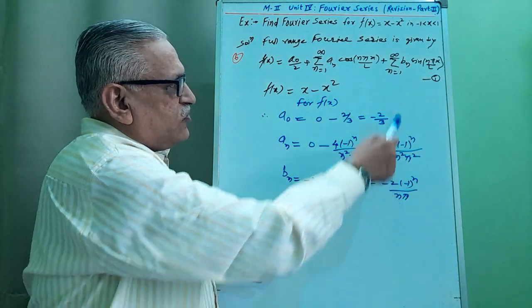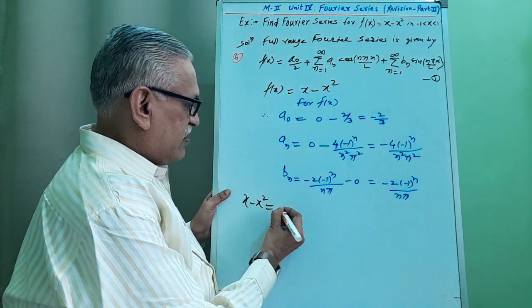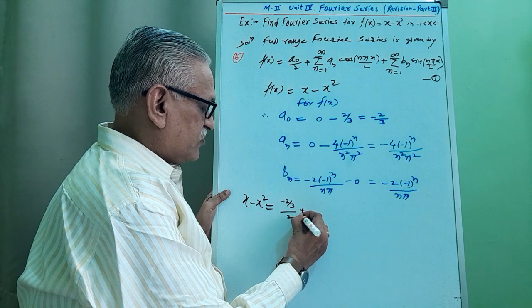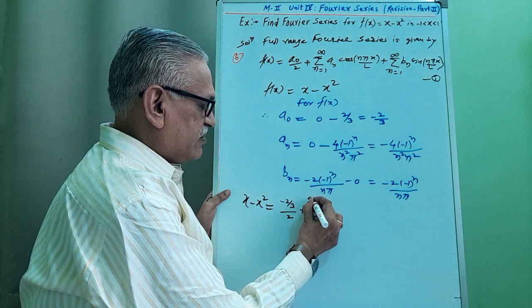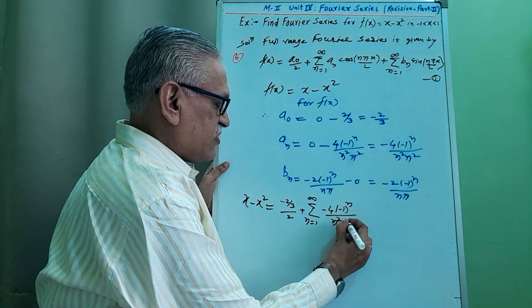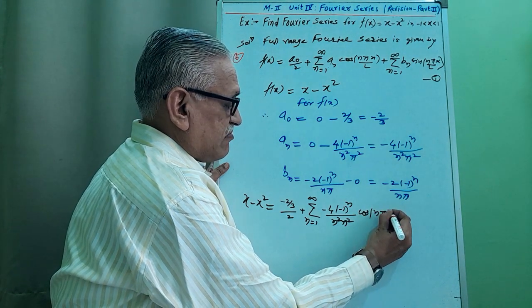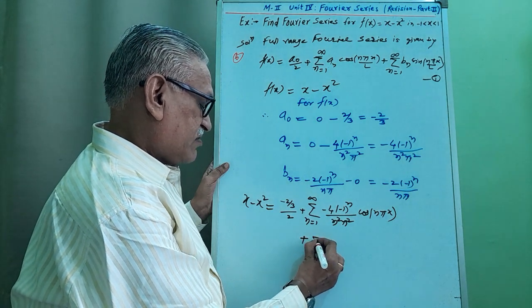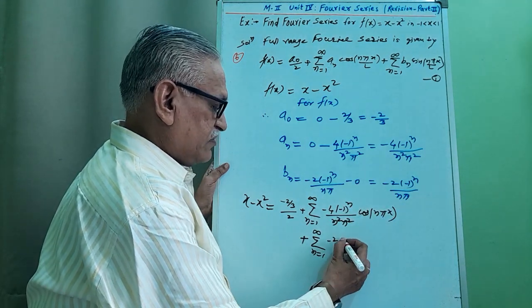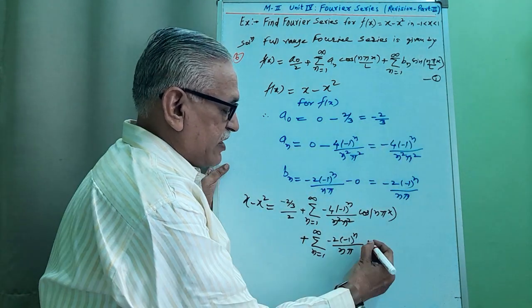And then substituting these three values in the Fourier series result, we get f of x, x minus x square, a0 is minus 2 by 3 divided by 2, summation from 1 to infinity, the value of an, minus 4 times minus 1 raised to n divided by n square pi square, into cos of n pi x, and plus summation from 1 to infinity, the value of bn, minus 2 times minus 1 raised to n divided by n pi, into sin of n pi x.